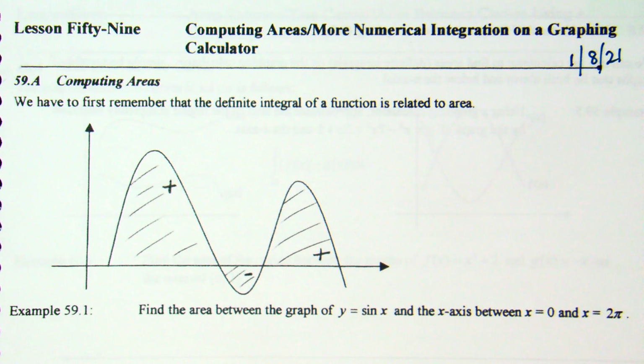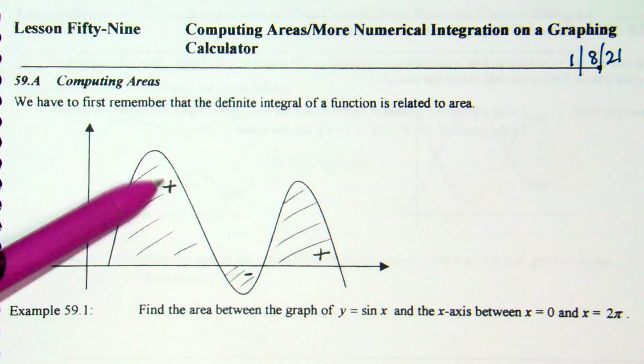So, note here it says we have to first remember that the definite integral of a function is related to area. When I say area under a curve, I'm saying the area under the curve and above the x-axis, so the area between the curve and the x-axis. If that area is above the x-axis, it has a positive value. So this section is going to have a positive value, and this section has a positive value.